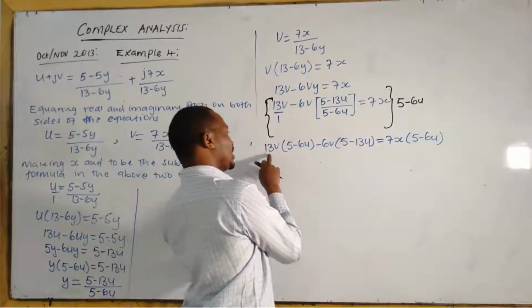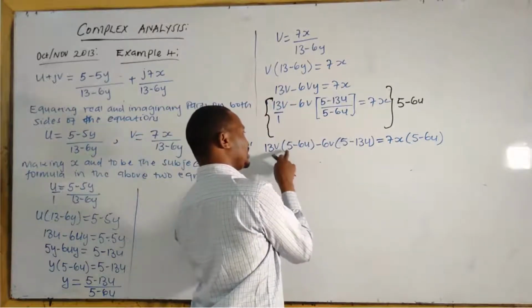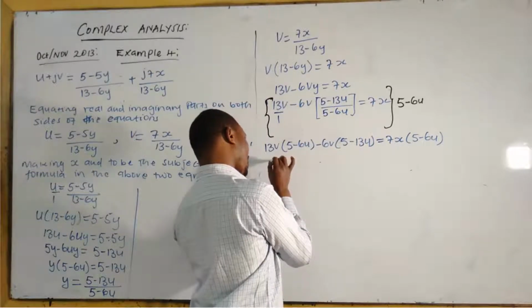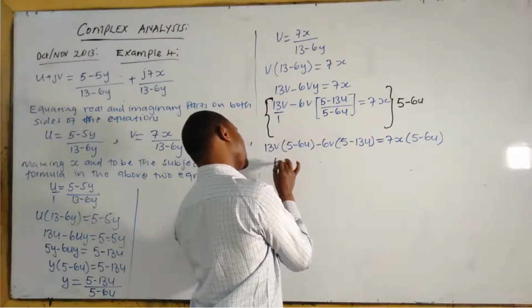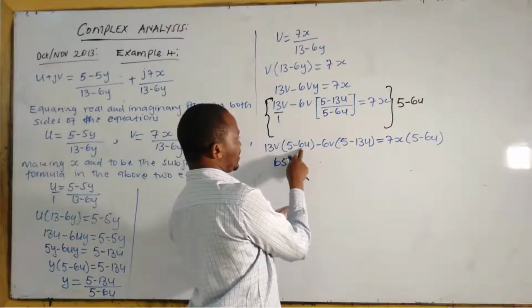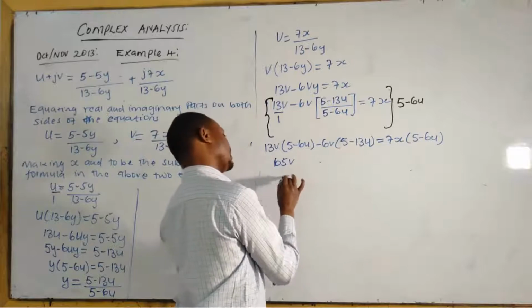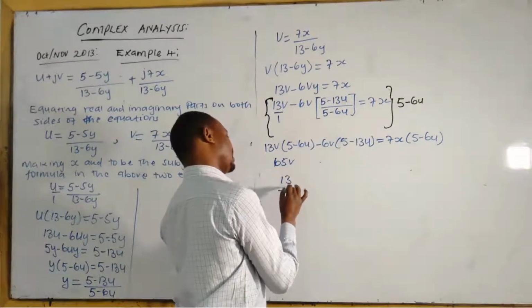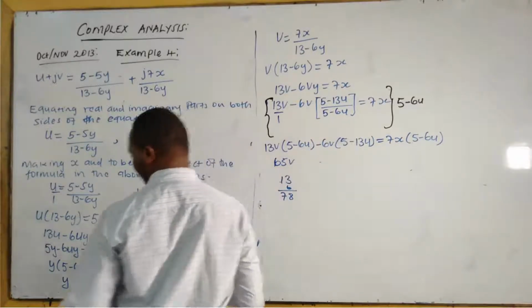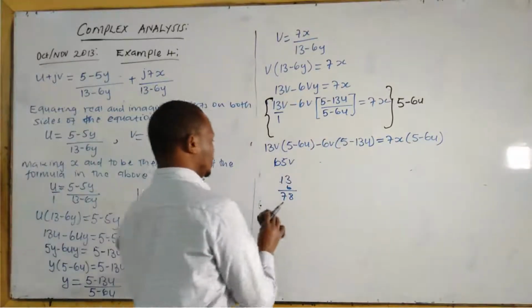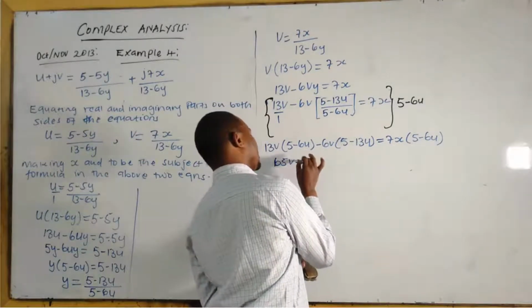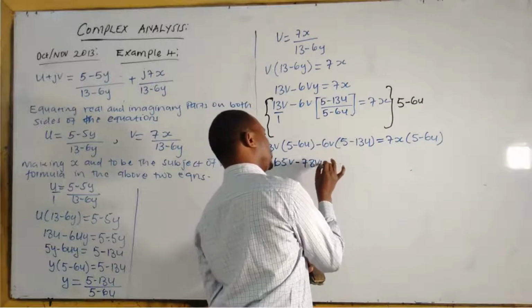Open the bracket. 13 times 5 is 65v. This is 13 times 6: 6 times 3 is 18, 6 plus 1 is 7, so 78. Minus 78uv.